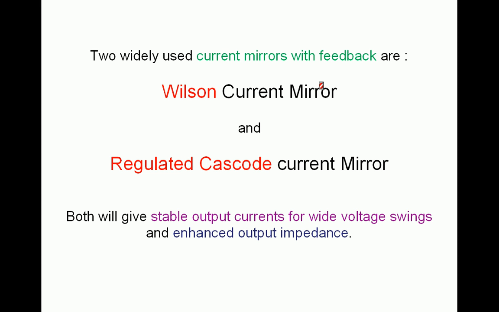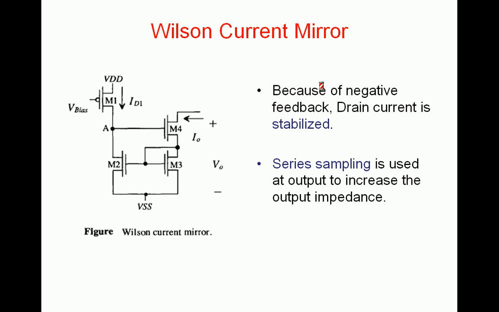So increased output impedance and stable output currents are going to be the results from these two circuits, compared to the simple current mirror and cascode current mirror where there is no feedback. First we will discuss the Wilson current mirror. The circuit diagram of the Wilson current mirror is shown like this.